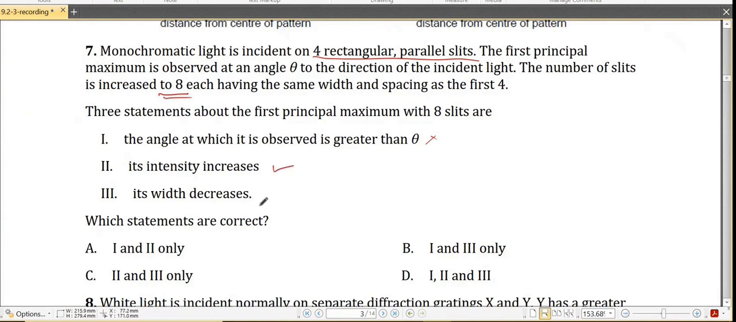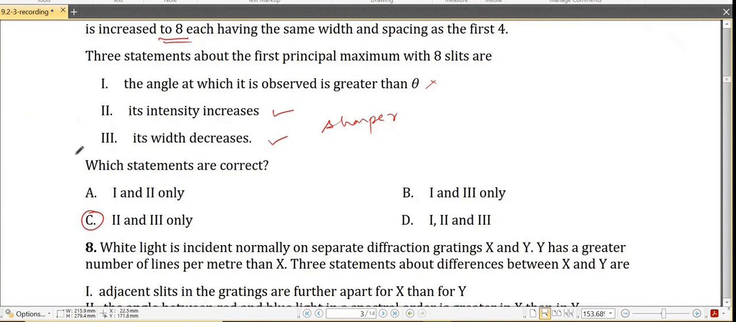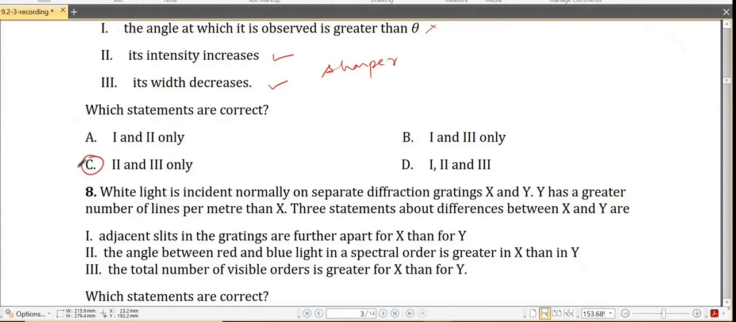Intensity increases, width decreases as it's becoming sharper. Therefore, the answer will be again 2 and 3. So the answer is C. I hope you are able to understand and you're getting hold of the kind of questions that you will get for your exams. 8.